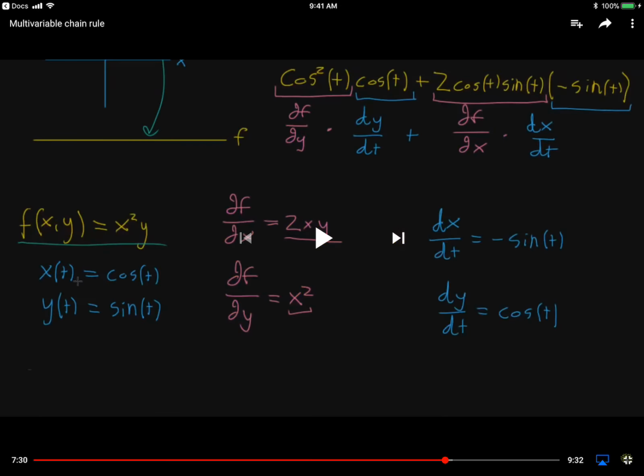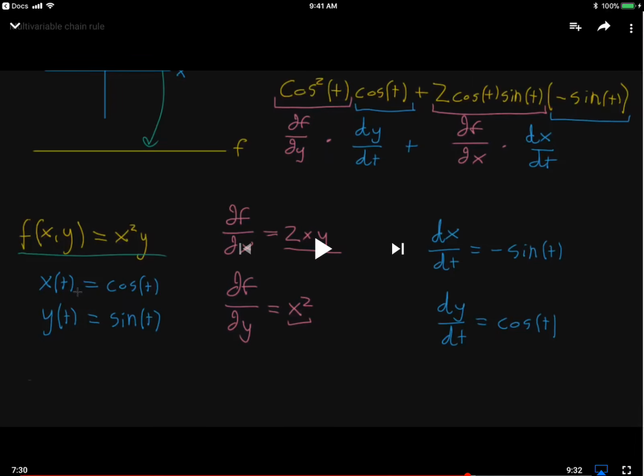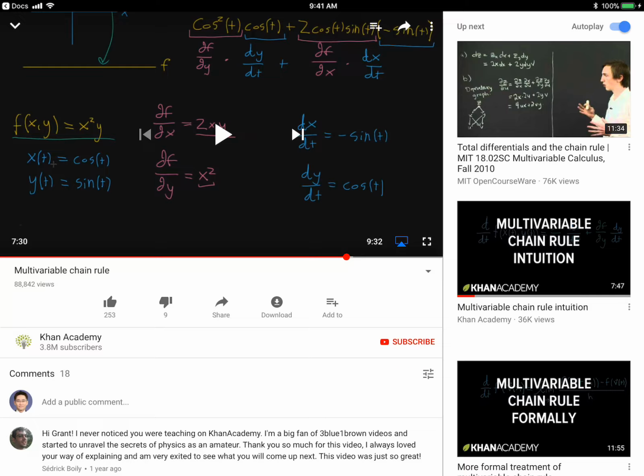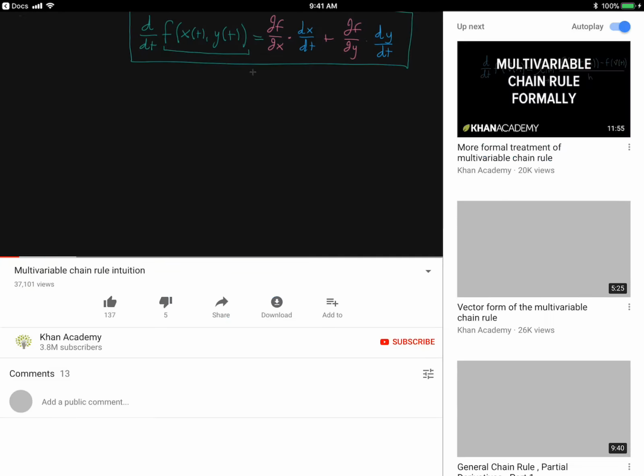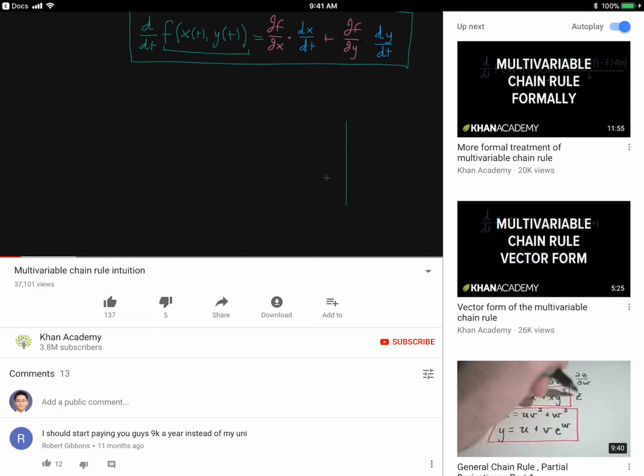So in this video, it is just showing this multivariate chain rule that is shown over there. It is showing that this example satisfies the equation, that the multivariate chain rule holds true for this particular case. But so far, it didn't give a good understanding. But the next video is about multivariate chain rule intuition.